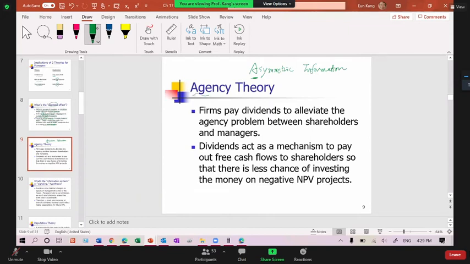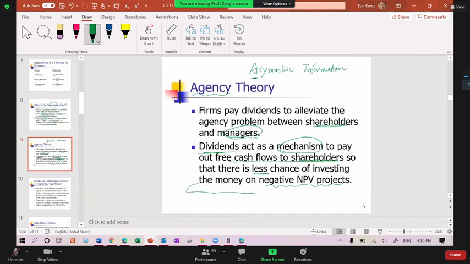So, agency theory, you remember the agency problem, right? Stockholders and managers may have a principal-agent problem. Managers have to maximize stockholders' wealth, but they may use money for their own benefit, like a big corporate office or corporate airplane when you don't need it, something like that. Simply, they waste money for their own benefit. So dividends act as a mechanism to pay out free cash flows to shareholders. So there is less chance of investing money in negative NPV projects. Simply, they have less chance of wasting their money, right?